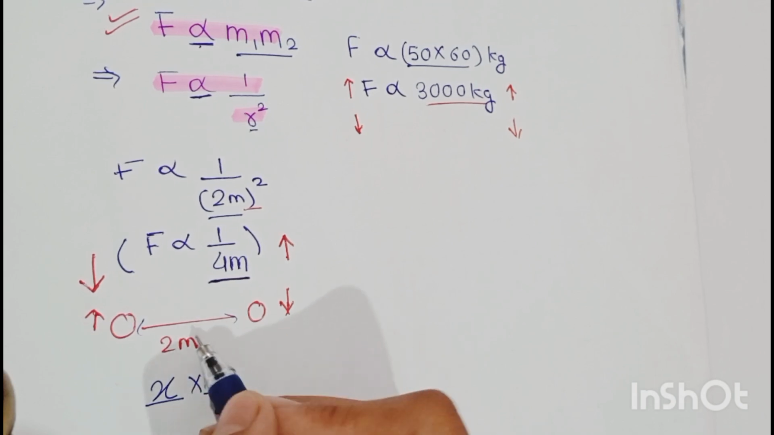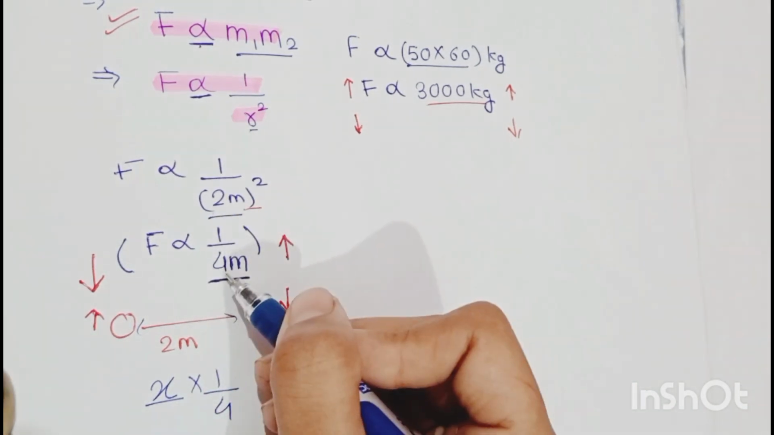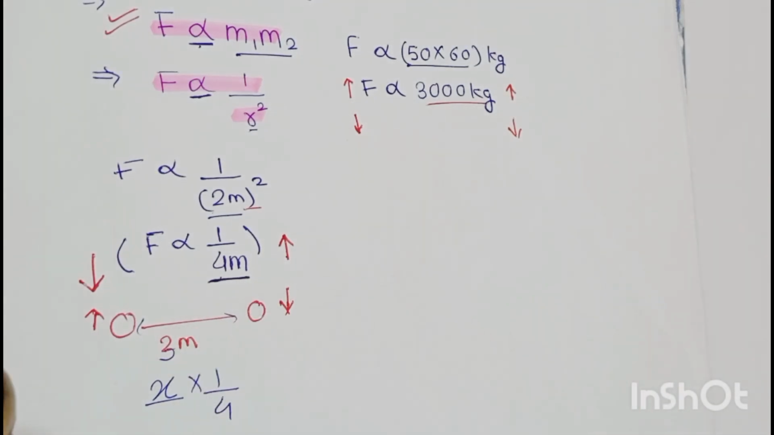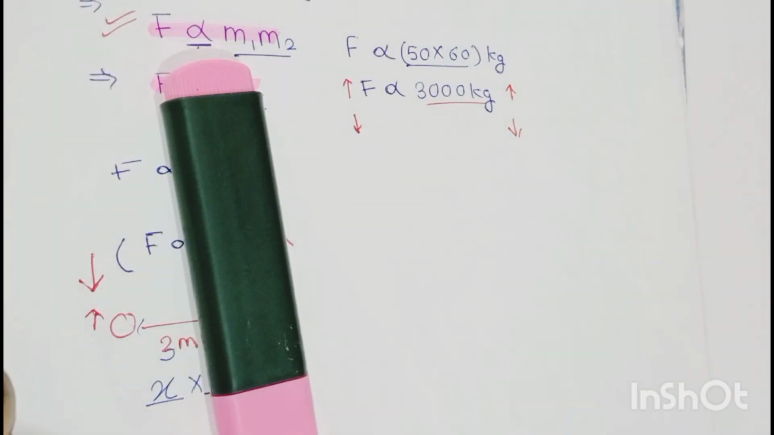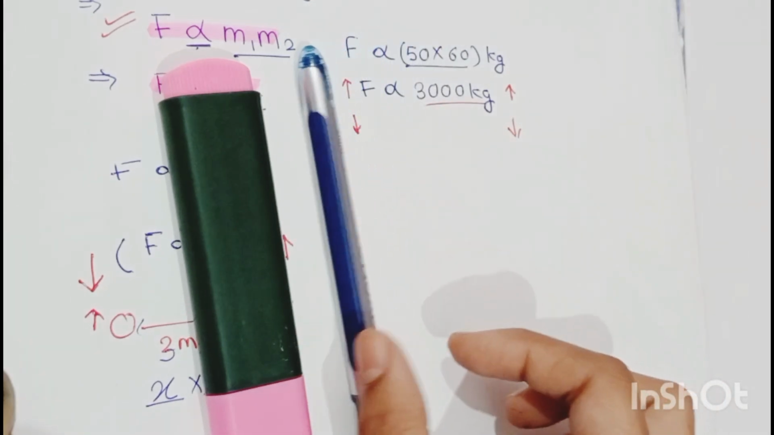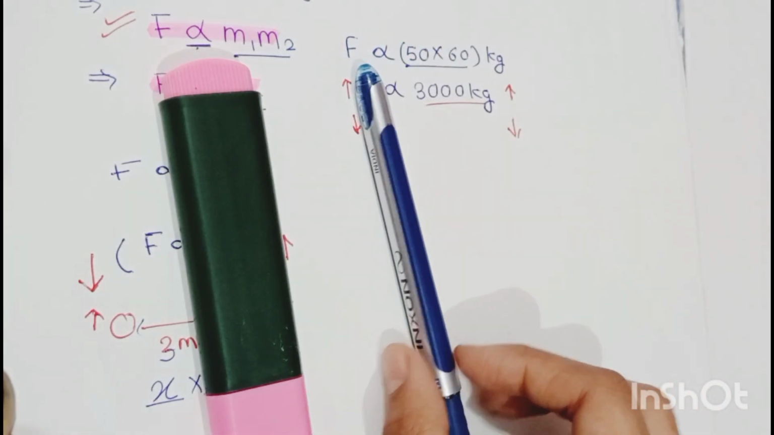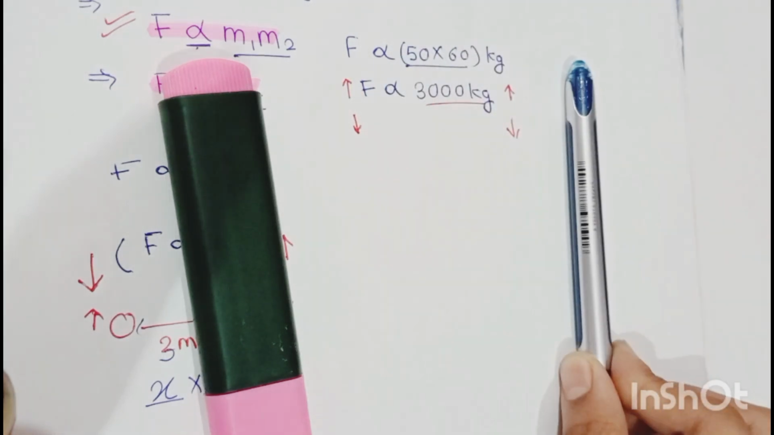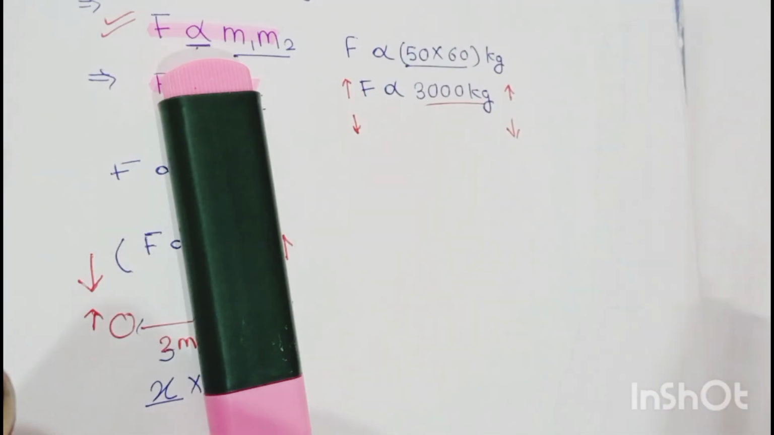Now why 1 upon 4? Because we took 2 squared, which means 4. If it is 3, that means either here or here, so what will the force be? When I kept this over here, it will decrease. If I kept it here, it will decrease. And as far as I go, the force of attraction will gradually decrease.